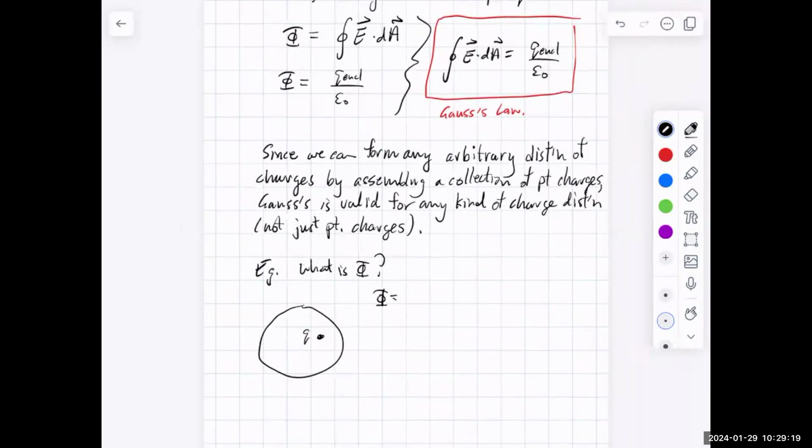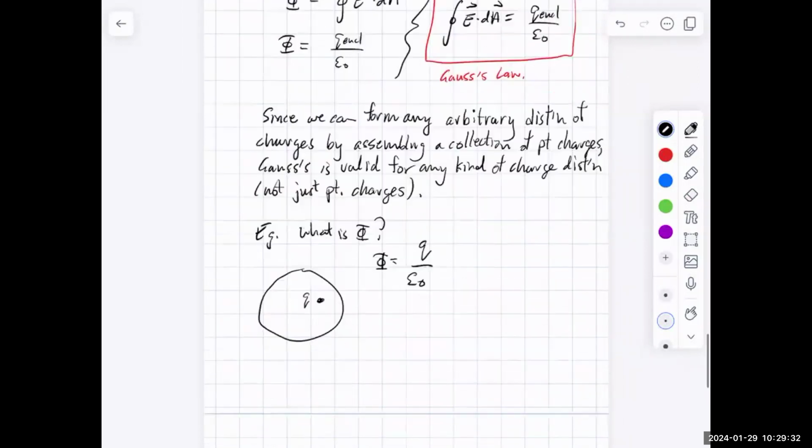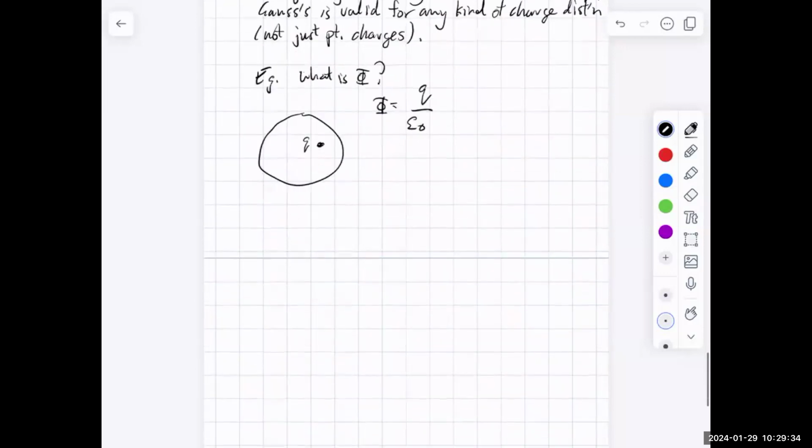Yeah, Q over epsilon naught, that's right. All we have to do is find the enclosed charge. The enclosed charge here is just Q, and we just divide that enclosed charge by our constant epsilon naught. That's exactly what it is. Okay, so let's start. We'll keep it simple to begin.